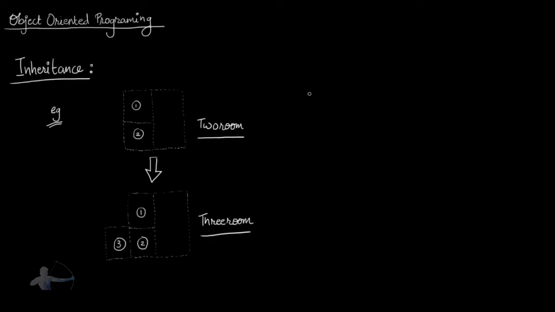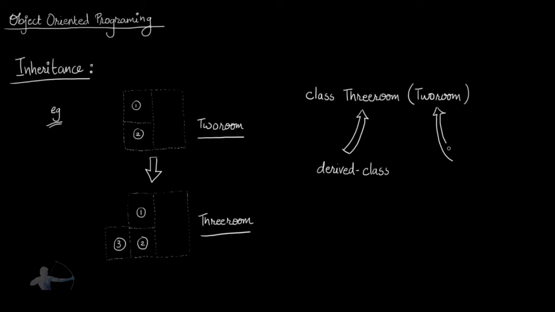In Python, when we declare classes and use the inheritance concept, we would use it in this syntax. And in this example, the 3-room class is called the derived class because the 3-room class is derived from the 2-room class. And the 2-room class is called the base class. In this way, the 3-room class would have all the properties of the 2-room class, and then we can add more data to 3-room.